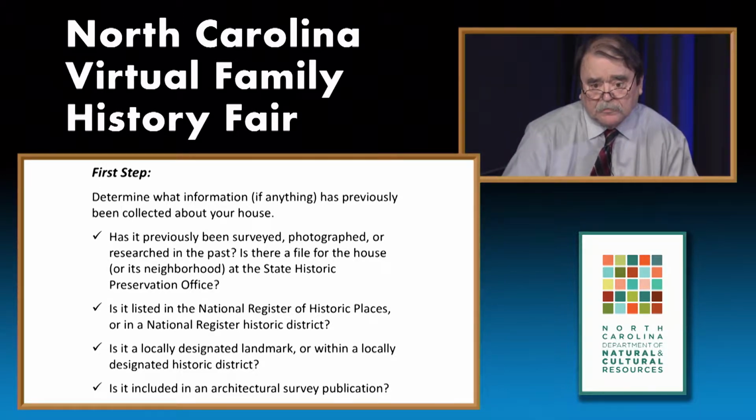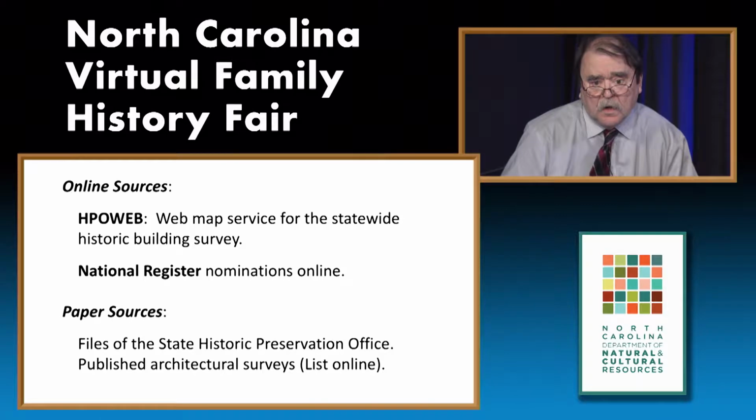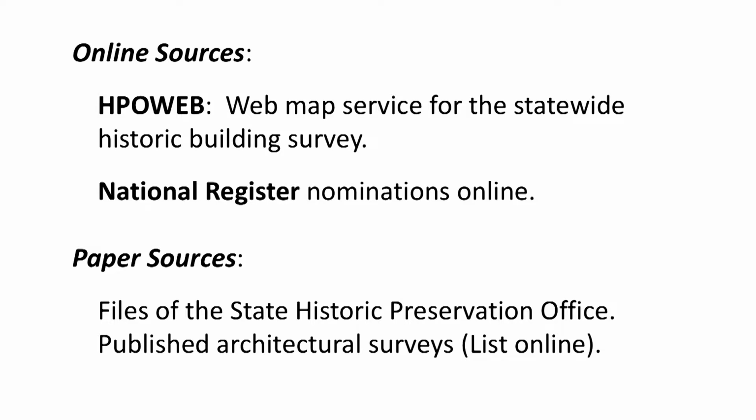The answers to most of these questions are online. The online sources are HPOweb. It's a web map service our office has developed for the statewide historic building survey. National Register of Historic Places nominations, which are online. And paper sources that may have information, the files of the State Historic Preservation Office, and published architectural surveys.